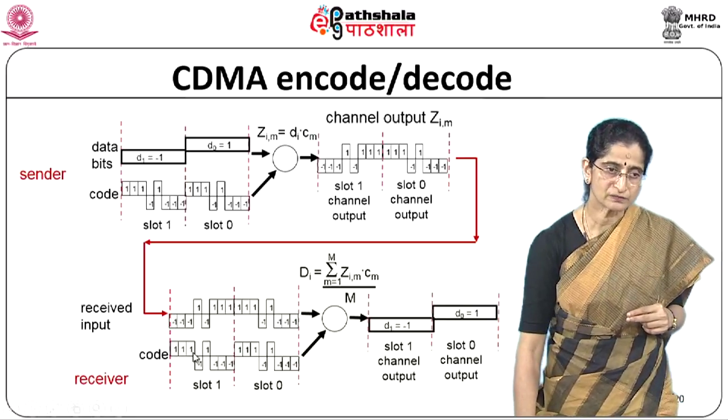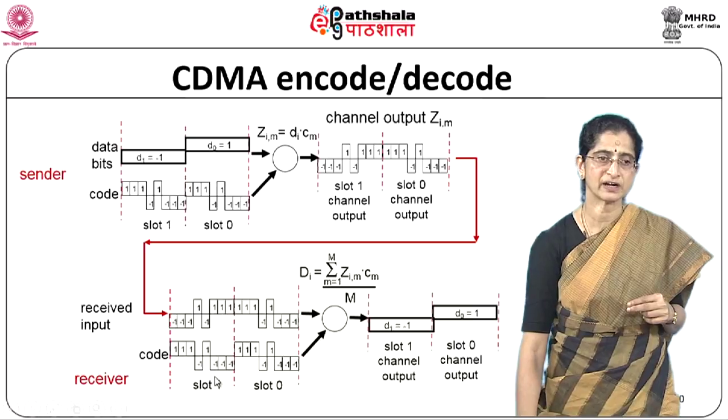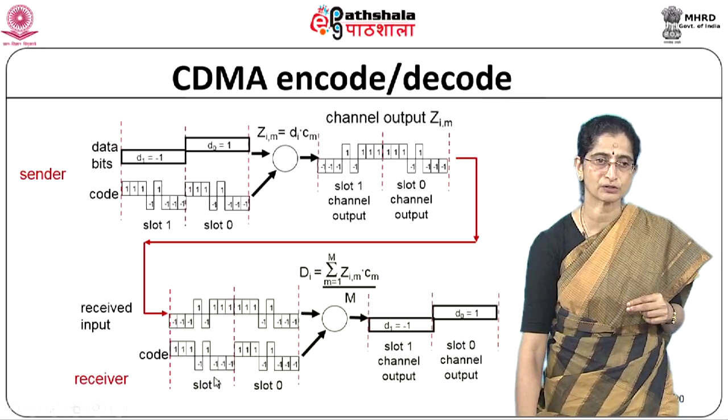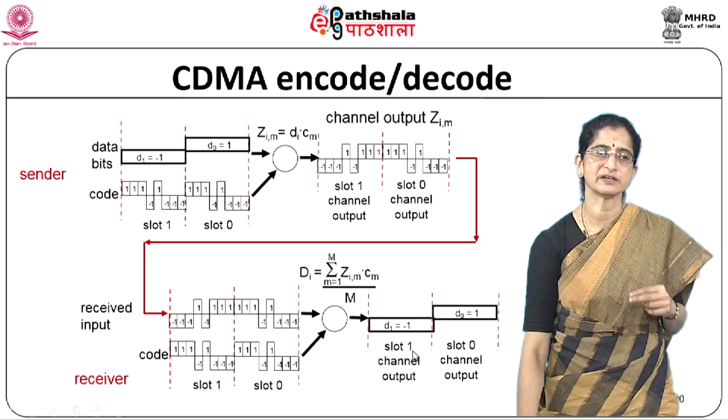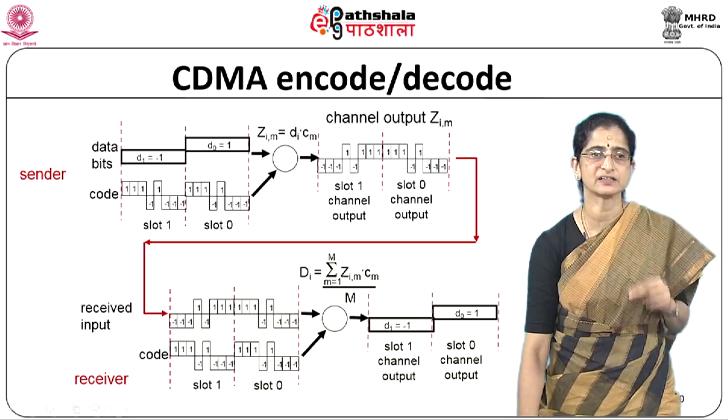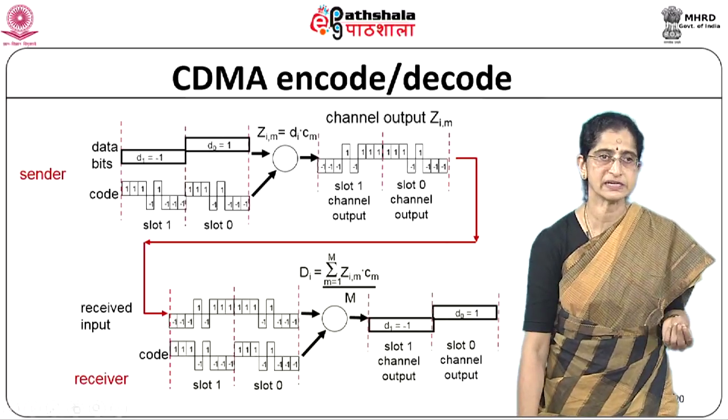And when I do a dot product of this value and this value, you have 1 here and a minus 1 here. So what will you get when you do a dot product of this? You'll get a value of minus 1. So I know that the data that was transmitted here was a minus 1. So this is the idea that is used in encoding and decoding of CDMA data.